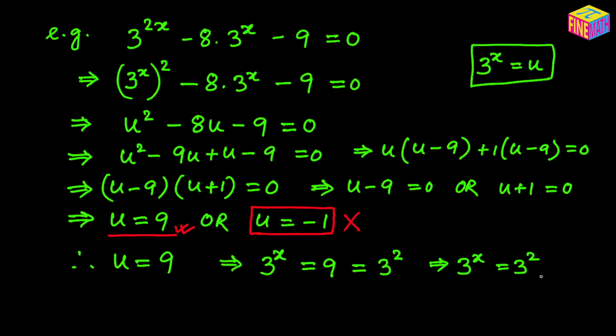So now we have the same base, the exponent must be equal. Because the bases are same, the exponents must be equal. So from here we can say that x must be equal to 2. And that is our solution for this equation.